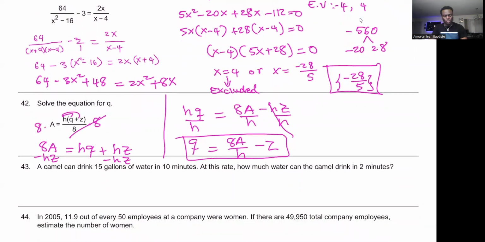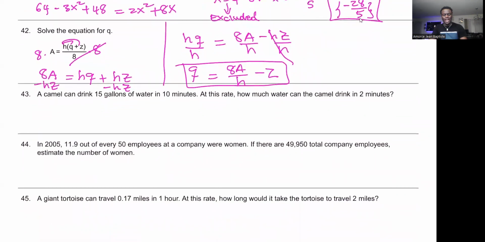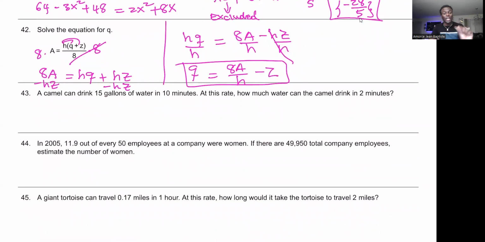The next three problems will be about solving by using a given rate. How these equations are set up is that they give you information for one situation, and then they give you one missing piece of information, and you're going to create rational expressions and then try to find your solution. So let's read this problem. A camel can drink 15 gallons of water in 10 minutes. So that's the information we have.